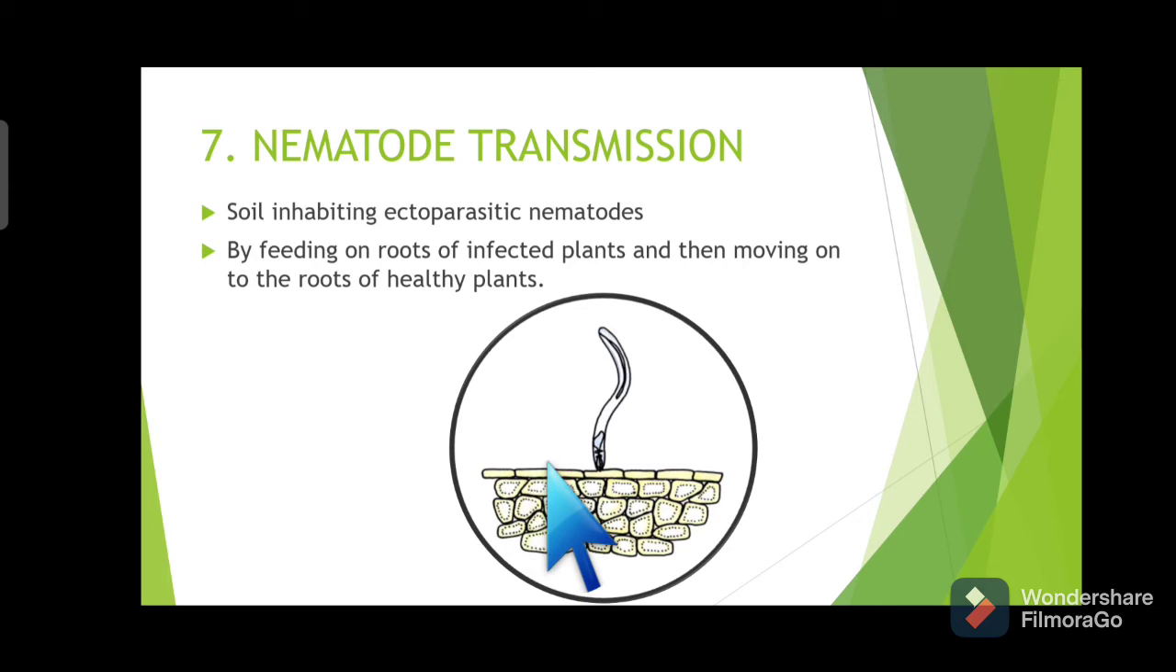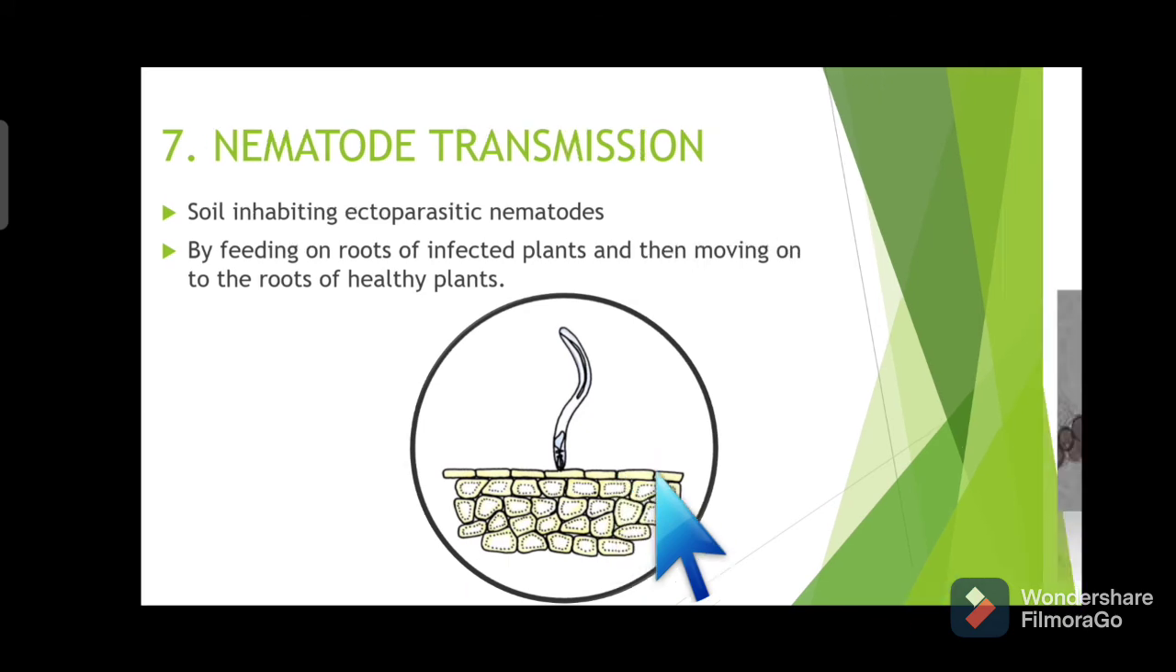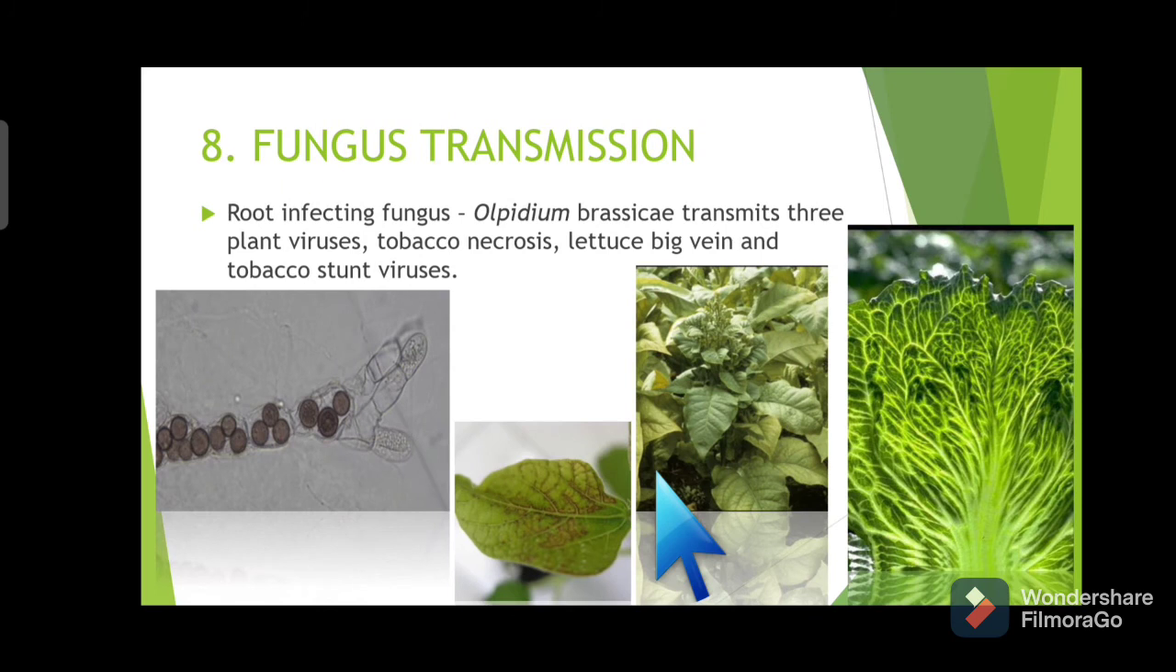These nematode vectors transmit the virus by feeding on the roots of the infected plant. First they feed on the roots of the infected plant parts, and then they move on to the roots of a healthy plant, and when they feed on those healthy plant roots, they transmit the virus. The next type of transmission is fungus transmission.